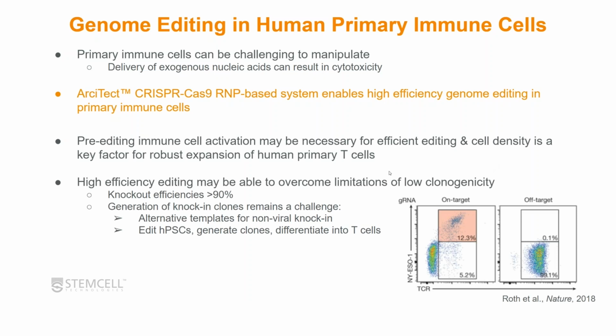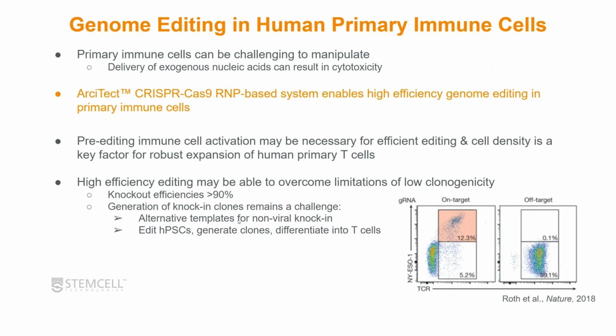Now, as I mentioned previously, primary cells have very low clonogenicity. And so depending on what kind of editing outcome you want, this high editing efficiency that we were able to establish might be able to overcome these limitations. So if you're looking to knock out a certain gene, because we can see efficiencies of around 90%, this may be able to overcome these limitations. However, the generation of clones with a specific genetic change or with a knock-in still remains a challenge.